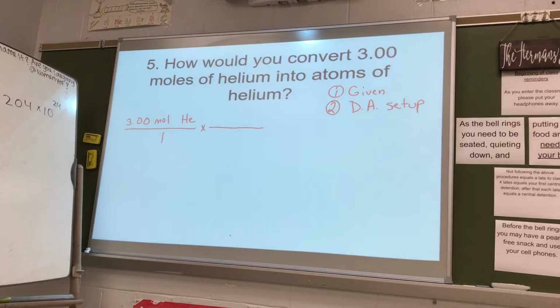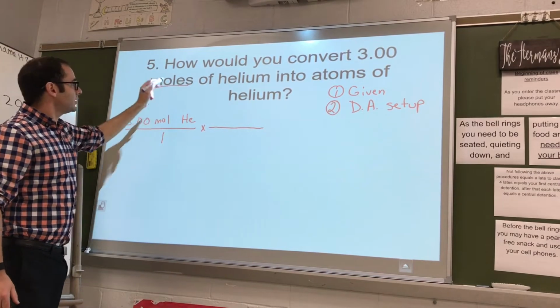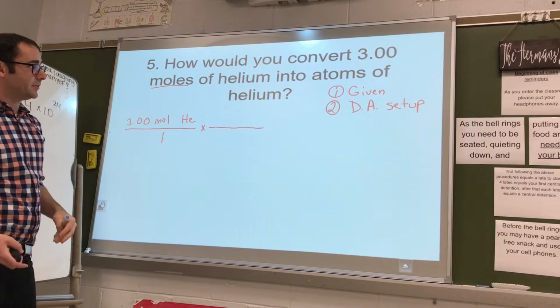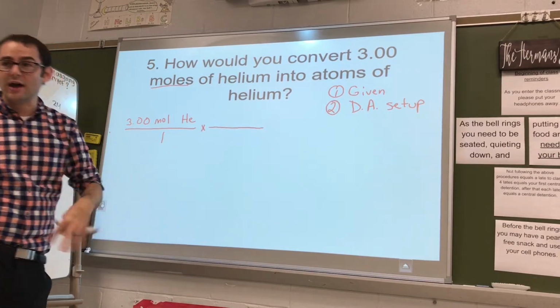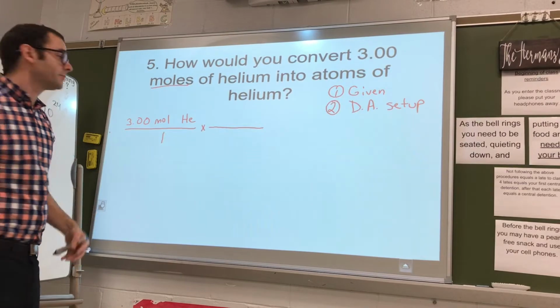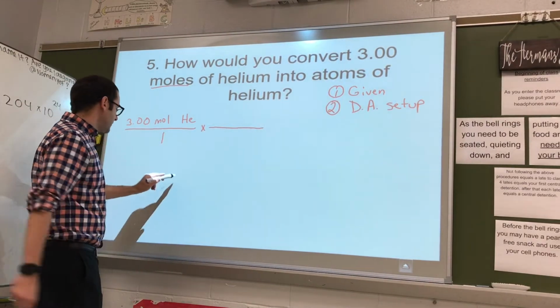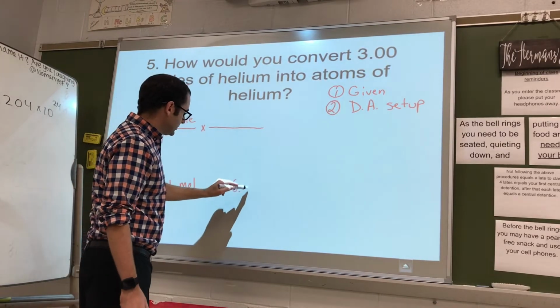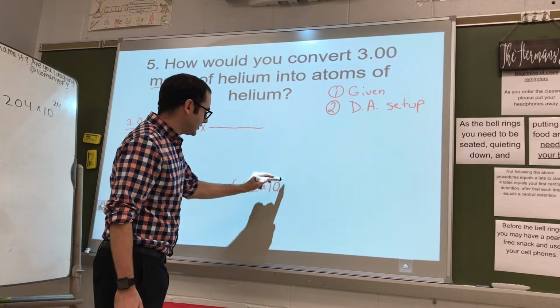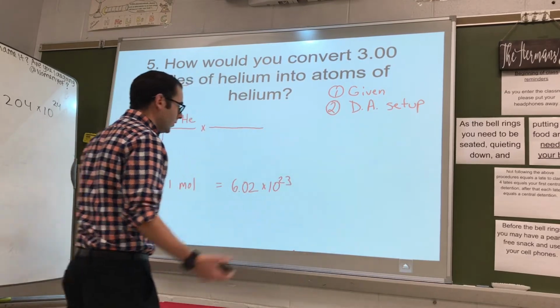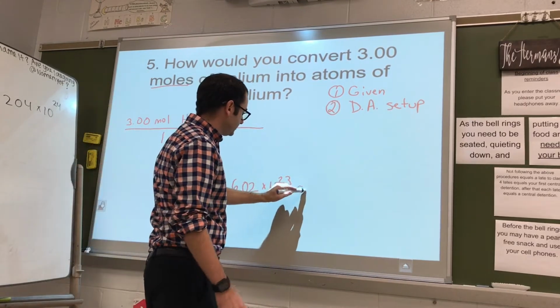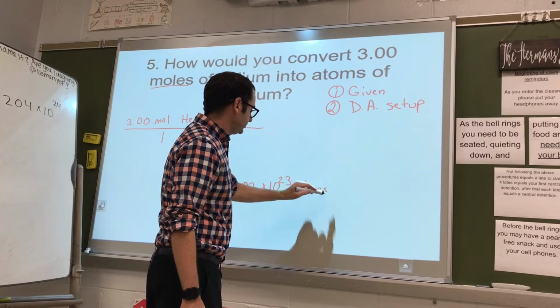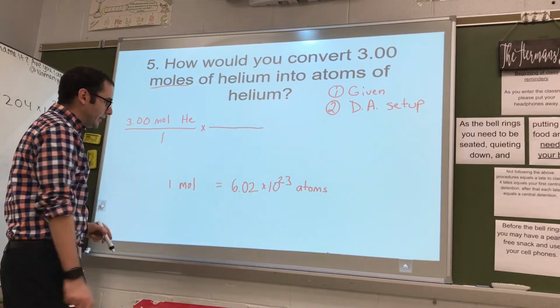Okay, so now we need to look at the problem and figure out what we are doing. It says, how would you convert 3 moles of helium into atoms of helium? So how do we go from moles to atoms? Well, we know the number, the 6.02 number. So the conversion factor is 1 mole equals 6.02 times 10 to the 23rd, whatever it is. In this case, it's atoms. So 1 mole equals that many atoms.